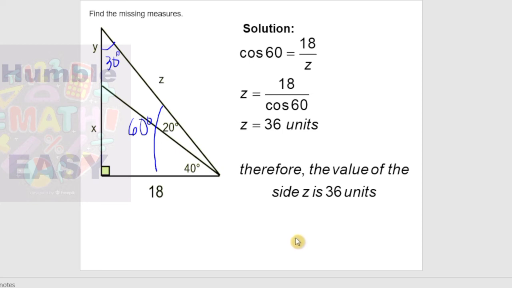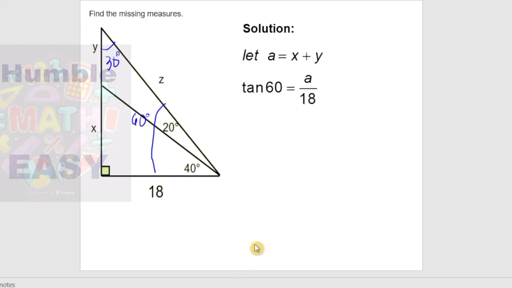What is left now is how to solve for the y, the other part of the figure. Now to solve for y, I just let a be equal to x plus y. What does it mean? The whole of this side I just consider as my a, my value a. So I just let a be equal to x plus y.